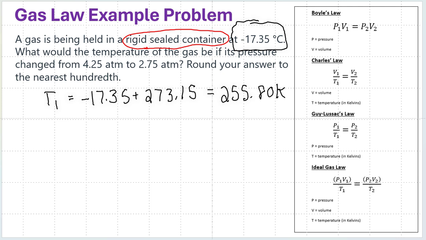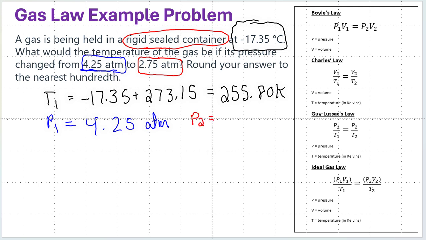What else are we given in this problem? We are given a change from 4.25 atm, that's a pressure. So we're starting from this pressure, that's our P1, pressure 1, equals 4.25 atm. Next piece of information is our final pressure, or P2, at 2.75 atm. P2 equals 2.75 atm.